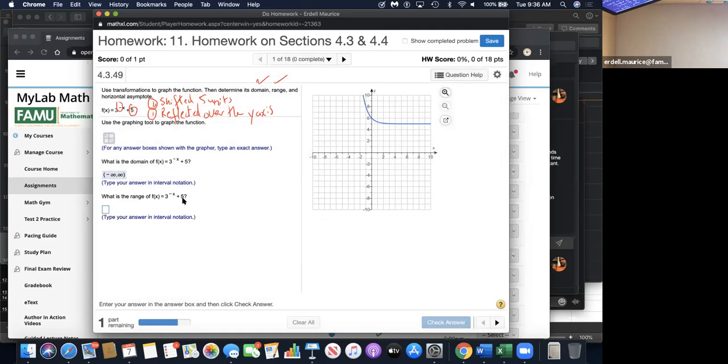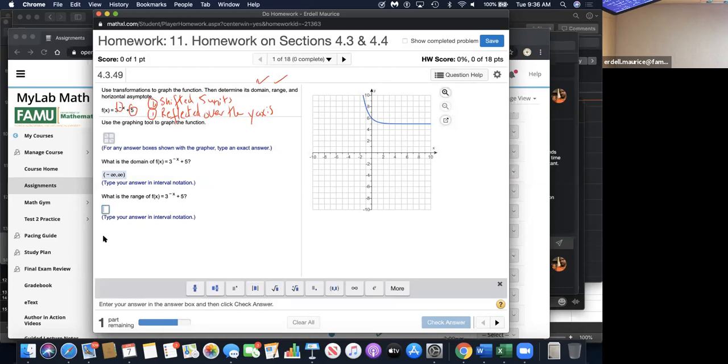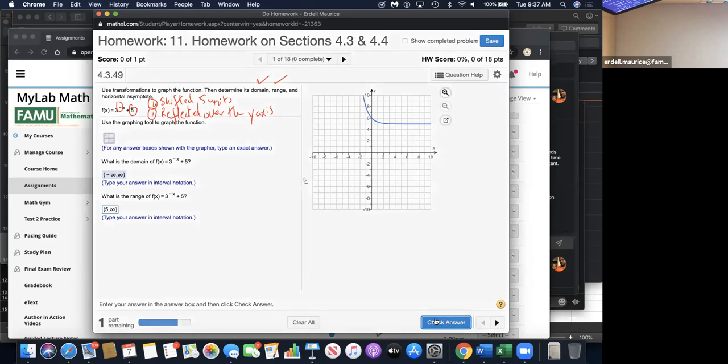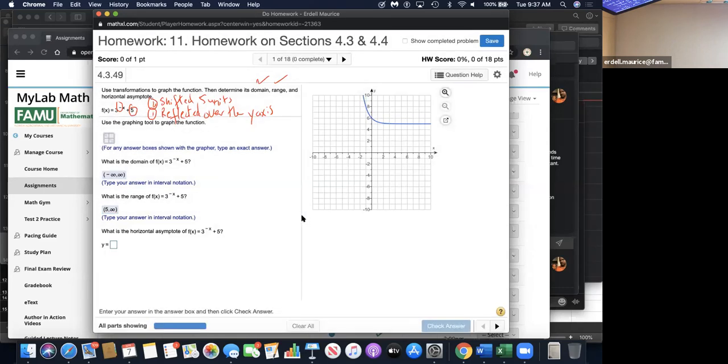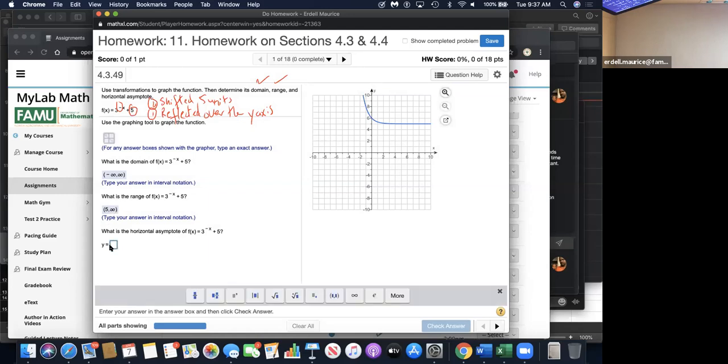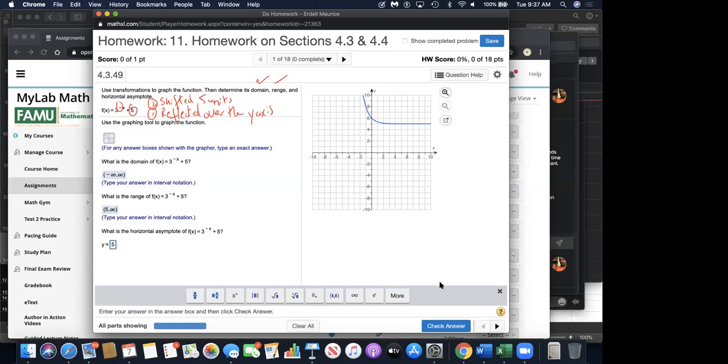Okay. The range and the horizontal asymptote are tied together. This graph does not have a range from 0 to infinity anymore because the graph has been shifted up 5 units. And so the range is actually now 5 to infinity. The range here uses a parenthesis, not a square bracket. So 5 to infinity is our range. And of course, the horizontal asymptote is tied to the range, so it's going to be y equals 5. Any questions there?